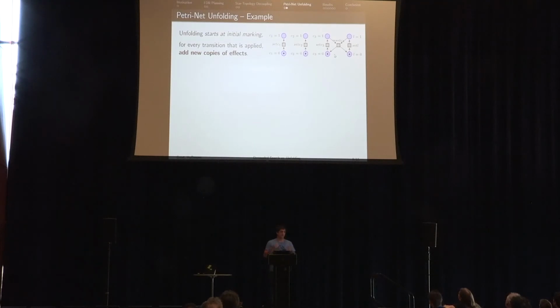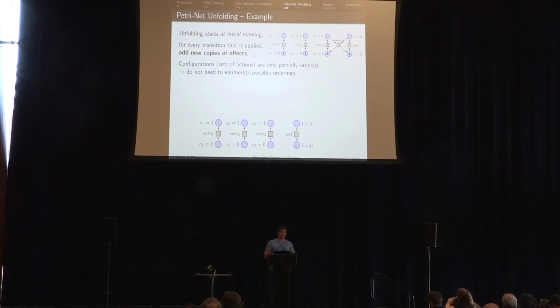It starts in the initial marking, like when we create our state space, we start in the initial state. And for every transition that we apply, we add a copy of the output places of this transition. So we start with the initial marking, like all these places down here. And then say with an arbitrary order, we add new transitions to this. We do this by adding these output places of the transitions.